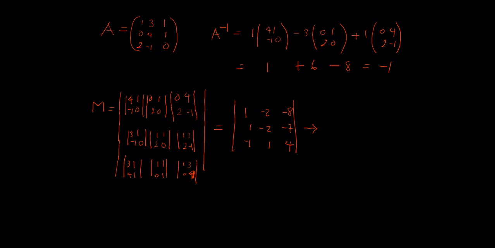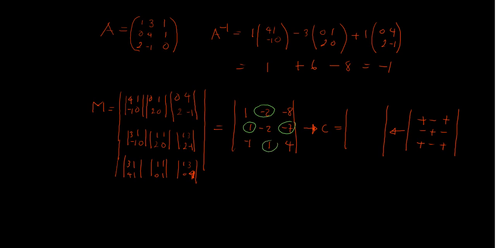Now you're going to find the C matrix, but to write down the C matrix you have to consider the signs. You know the sign matrix is plus minus plus, minus plus minus, plus minus plus. With this matrix we are going to write down the C matrix. So we are going to change the sign of these values, this and this and this as well.